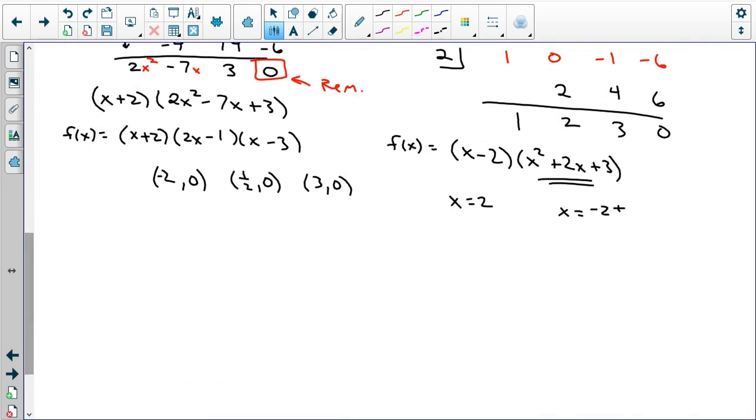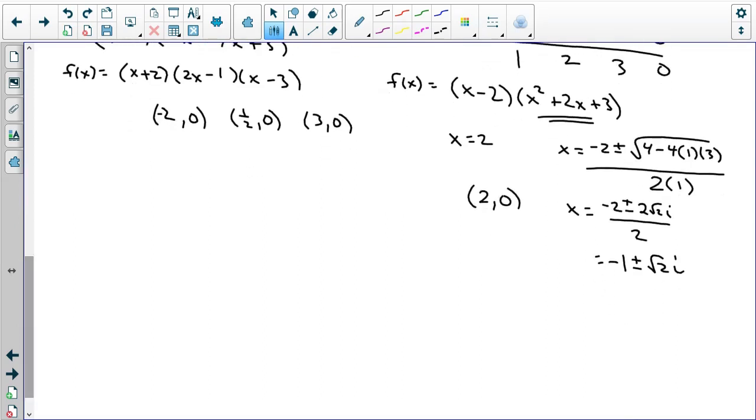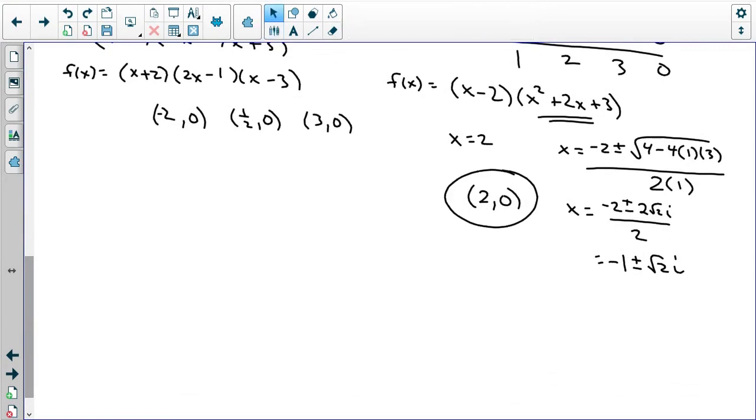So x equals negative 2 plus or minus the square root of b squared minus 4 times a times c all over 2 times a. And just based on looking at this, it appears to be imaginary roots. So my only real x-intercept is at 2, 0. And if I wanted the complex solutions, I would say negative 2 plus or minus, it looks like the square root of 8, so it's 2 root 2i, and I could simplify that to negative 1 plus or minus root 2i if I wanted to. So this is my only real root, and then I would have 2 complex solutions as well.